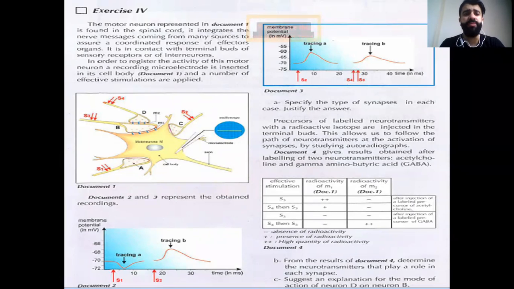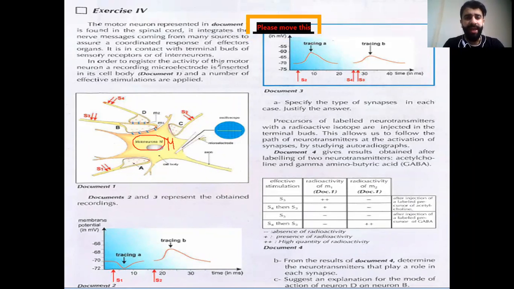In this exercise, they mention the motor neuron represented in document 1. Where is the motor neuron? It's presented in document 1. This is the motor neuron. It has the letter M. So whenever I say capital M, this is the motor neuron. This is found in the spinal cord.